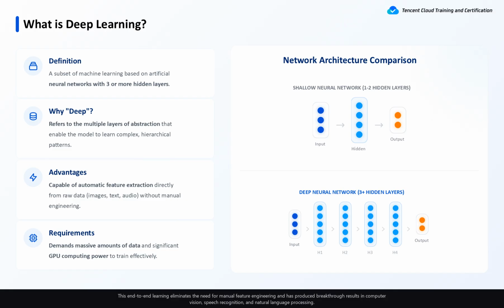This end-to-end learning eliminates the need for manual feature engineering and has produced breakthrough results in computer vision, speech recognition, and natural language processing. It is also the architectural foundation on which every modern large language model is built. The trade-off is that deep networks require substantially more data and compute to train effectively.